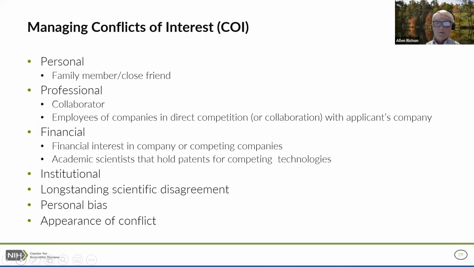And this is all before we've even turned applications over to people. So the kinds of conflicts that we're talking about are shown here: personal, professional, financial, institutional, personal biases, long-time disagreements, and so on. So those are the kinds of issues that we ask people to consider. Next slide.